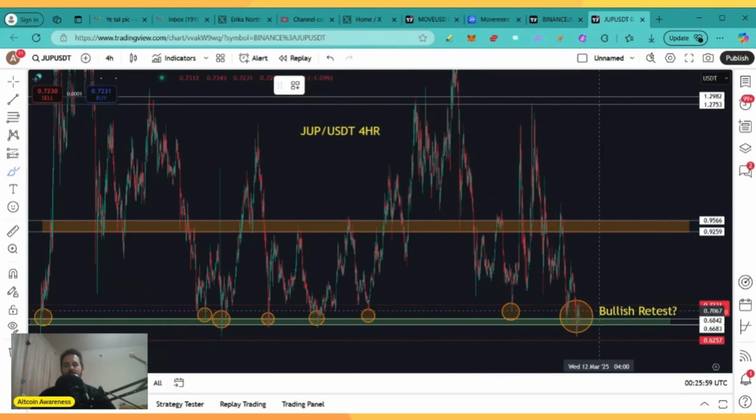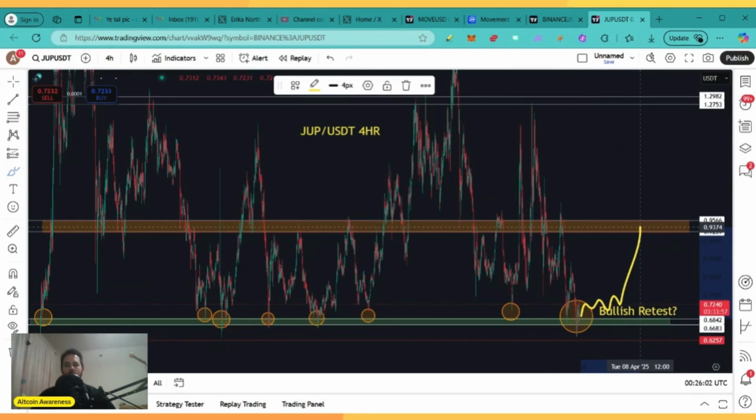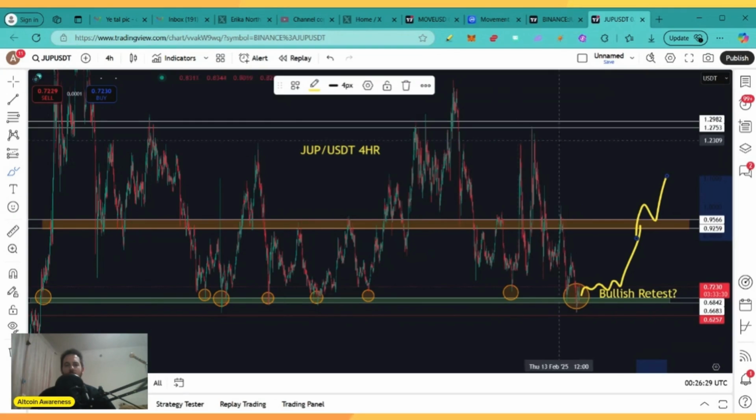Those of you who want to trade this in a safer manner, you might want to take some profits when the price action comes back to this mid-range. And after the price action breaks above this mid-range, the next target that we should be watching for a rejection is all the way up here.